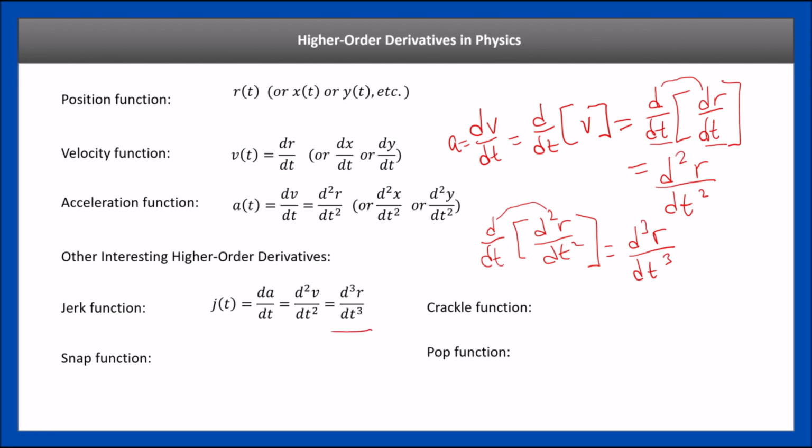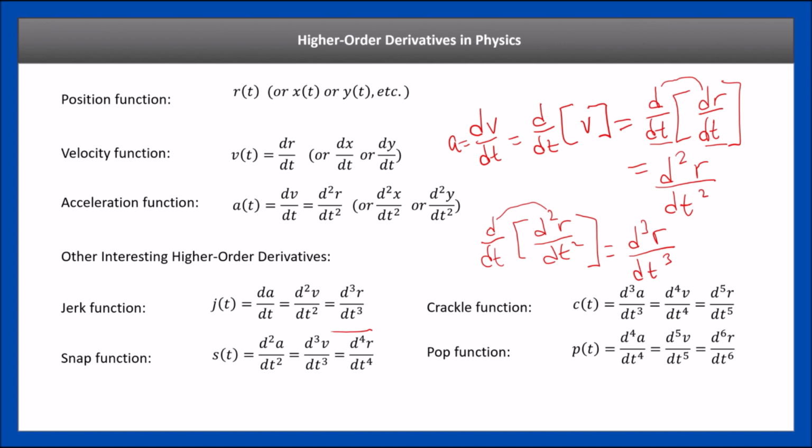And then we got the snap function, which is the derivative of the jerk function. So it's the second derivative of the acceleration, the third derivative of velocity, the fourth derivative of position. Then we got a crackle function, which is the third derivative of acceleration with respect to time, fourth derivative of velocity, fifth derivative of position. And we got the pop function, the fourth derivative of acceleration, the fifth derivative of velocity, and the sixth derivative of r with respect to t.